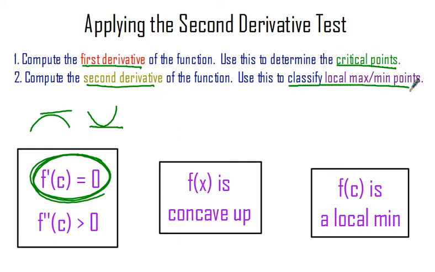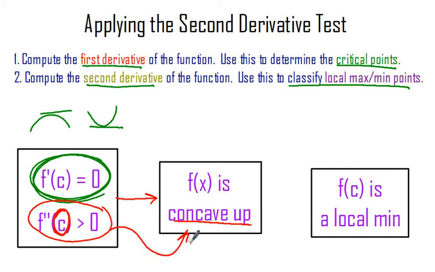So we want to classify that as a local max or min, and here's what the second derivative test says. If the second derivative at that critical number is positive, that would signal to us that the graph is concave up. That's called the concavity test from a previous discussion. When the second derivative is positive, the function's concave up. If the function's concave up, then visually that would be this situation, and you know that you're dealing with a min, not a max.